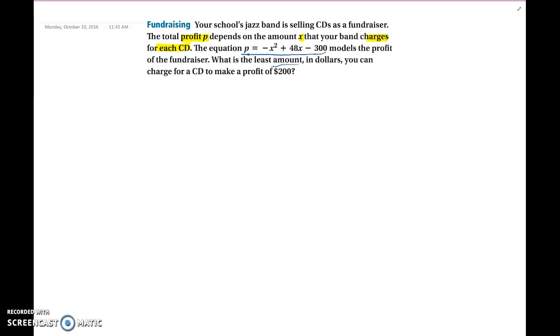So if we want to make a profit of 200, so we want our P to be equal to 200, what they're asking us to do here then is solve for X. They want to know how much we can charge. What is the amount that we need to charge, the minimum, to have a profit of 200? So this means we're just going to solve our quadratic equation.